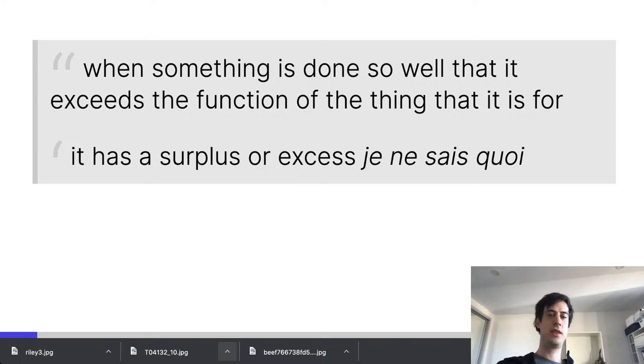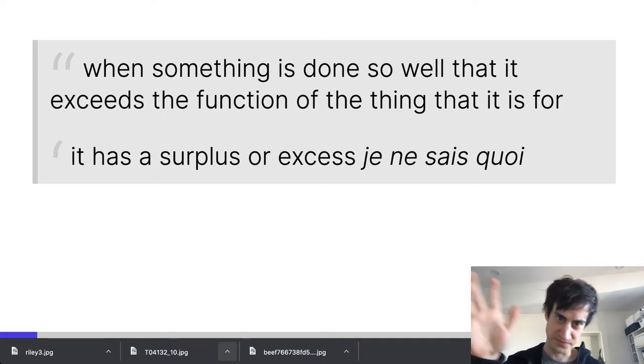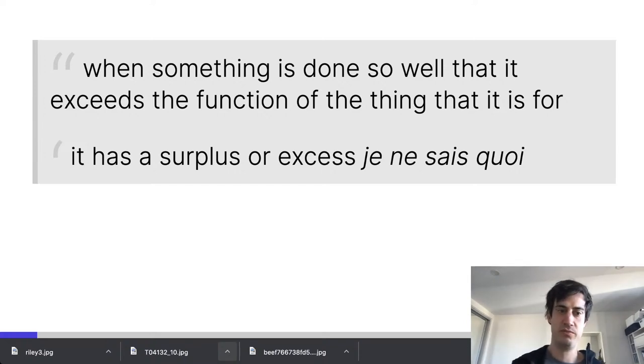But for me, this is kind of my definition of art that I work towards. It's when something is done so well that it exceeds the function of the thing that it is for. All right, so that's quite a mouthful. Another way to think of it is an artwork has a surplus or excess je ne sais quoi. So it has a surplus or an excess. It's more than what it needs to be.